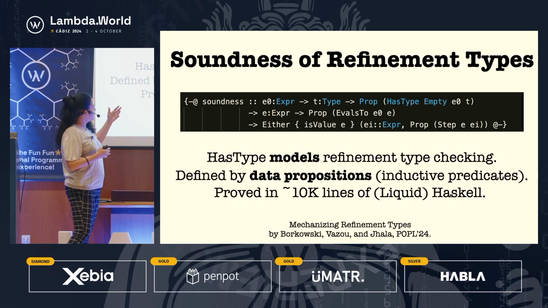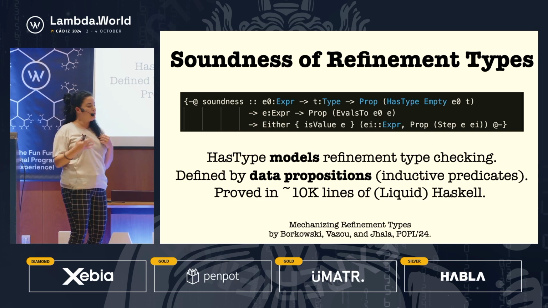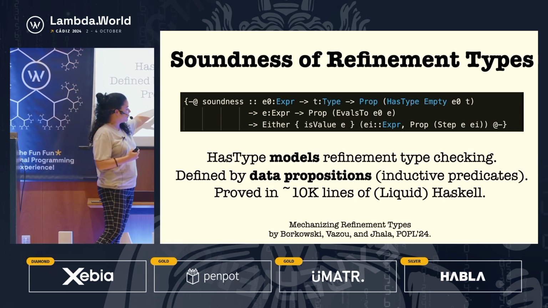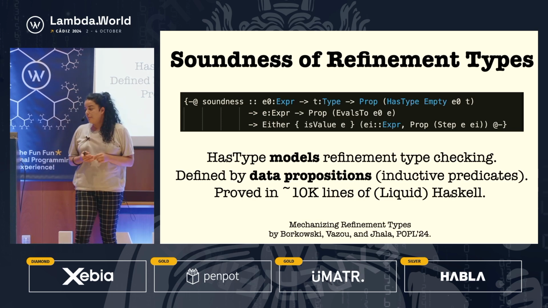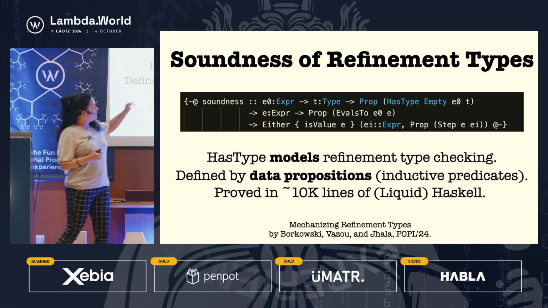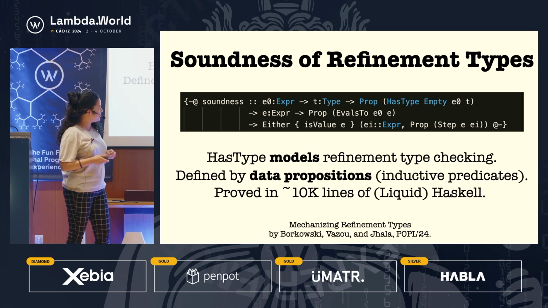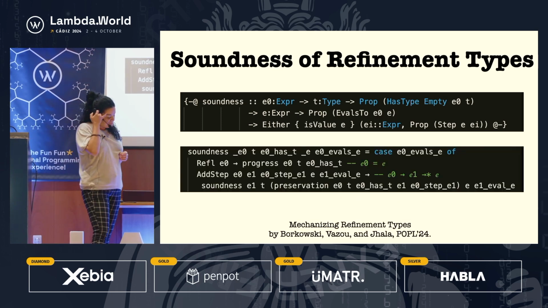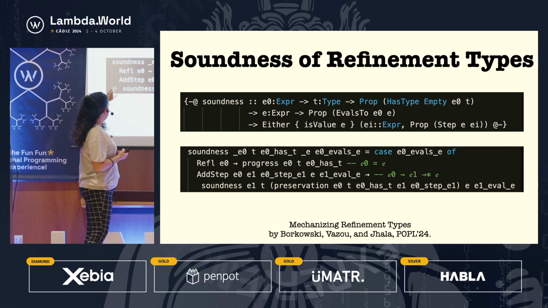And to define it, we developed in Liquid Haskell something that we call data propositions, which is very similar to Coq inductive predicates. And yes, I think this is now the biggest Liquid Haskell proof that I know of, and we went to 10K lines of proof. But yes, we proved soundness of the has type relation, refinement type relation. And the cool thing is that, like the examples that I saw before, the proof is a Haskell function.